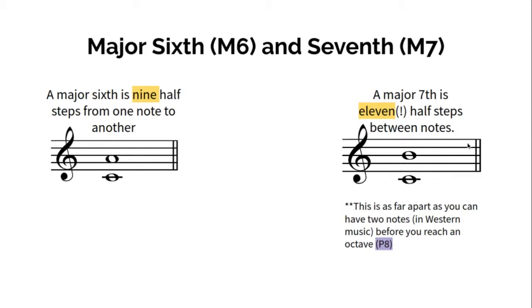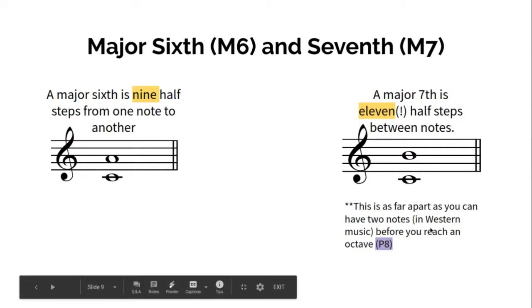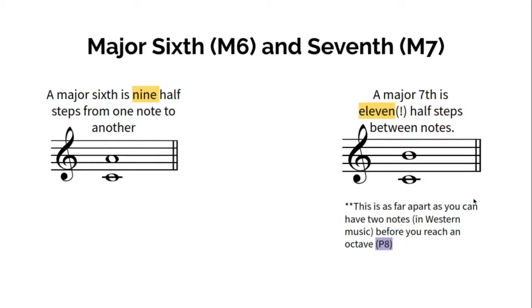A major seventh is 11 half steps between notes. But we could also say it's 7 steps on the staff to get there. 1, 2, 3, 4, 5, 6, 7. So we go from a C in treble clef to a B in treble clef. This is as far apart as you can have 2 notes, in Western music that is, before you reach an octave. So if you go up one more space, you go from one C to the next, and we're back to an octave. And that's as far apart as we can get.